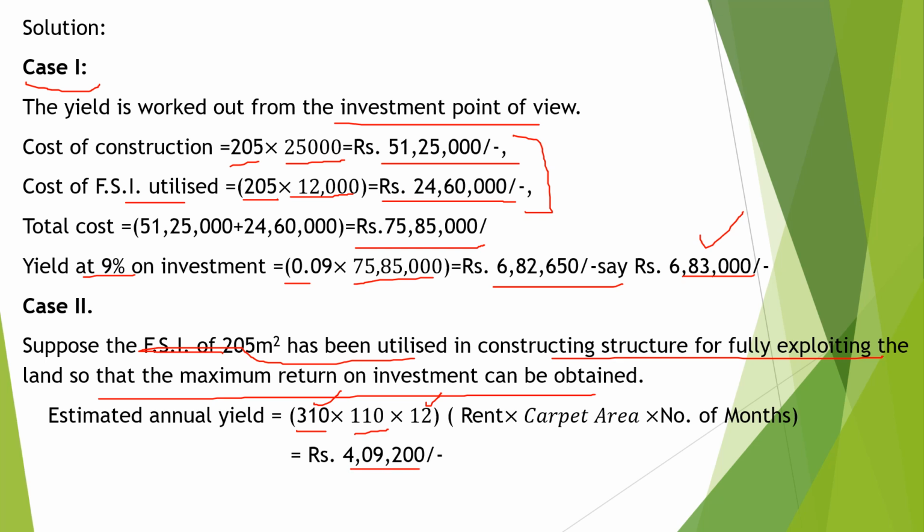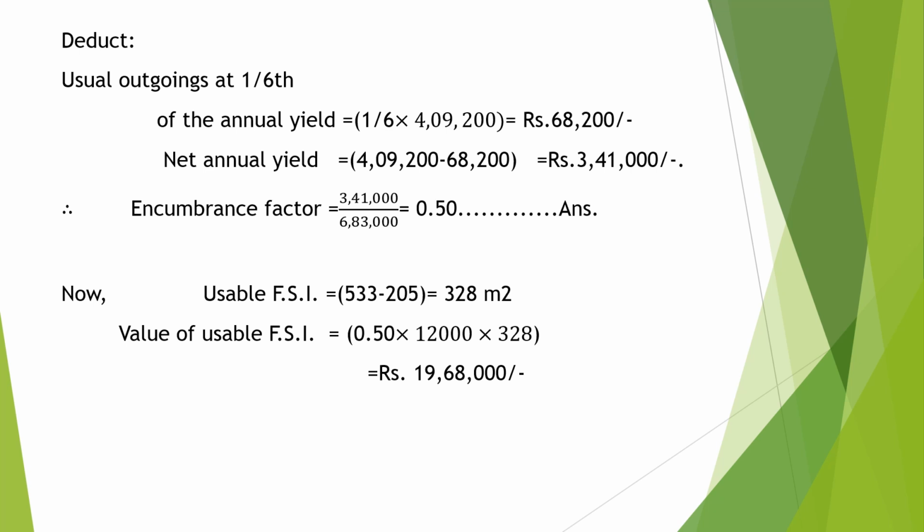Now see how the encumbrance will be calculated. Deduct usual outgoings. Let us suppose usual outgoings are 1/6 of the gross rent, which is 4 lakh 9,200. So 68,200 is the annual usual outgoings.